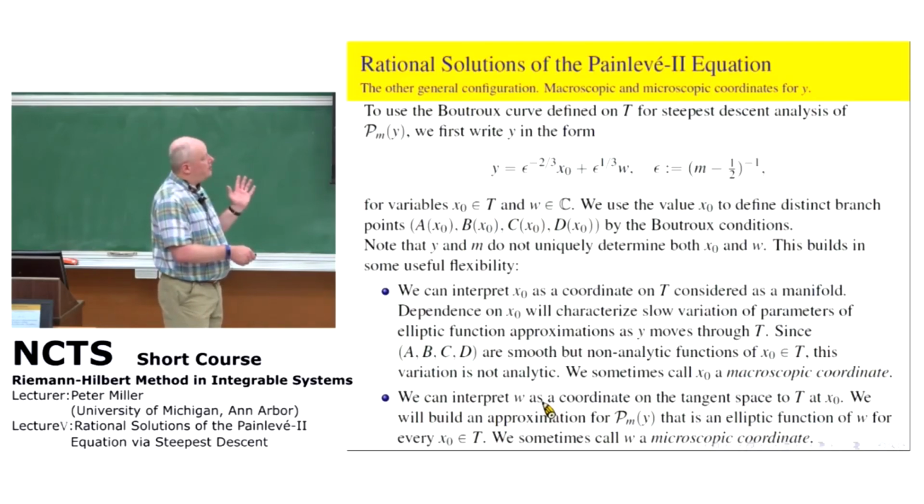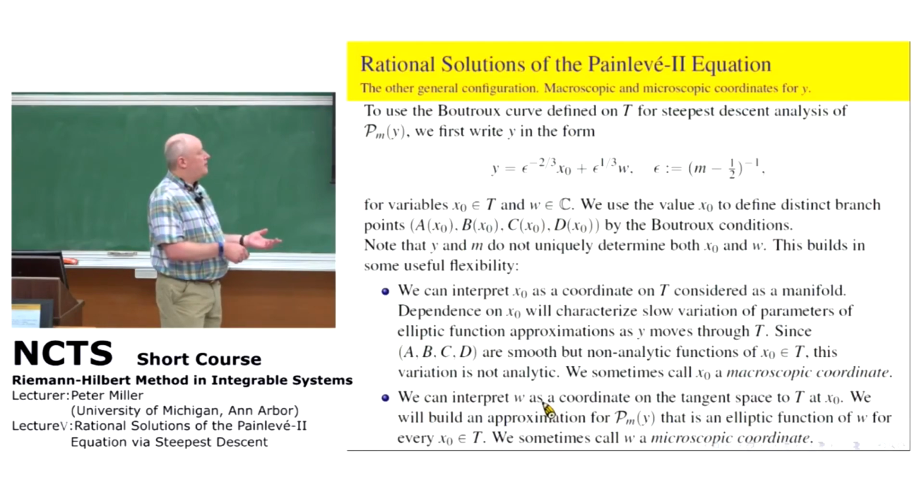We're going to call x naught a macroscopic coordinate because it's giving us the slow variation of these elliptic functions. On the other hand, we can think of w as a coordinate on the tangent space to the triangle at the point x naught. And what we're going to do is show that our approximate formula is actually an elliptic function of w for every point x naught in the triangle.